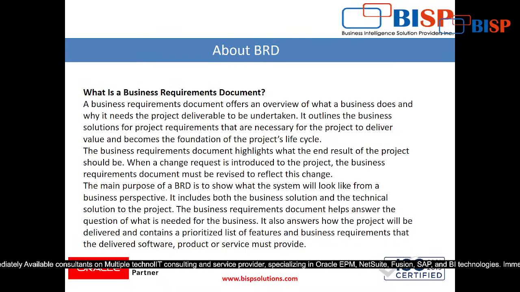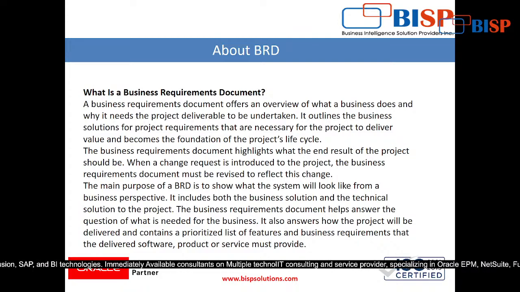A business requirement document offers an overview of what the business does, and why it needs the project deliverable to be undertaken. It outlines the business solution of the project requirement. Say a company has been using QuickBooks for the last 5 to 10 years and now they need to move to Fusion. In our business requirement document, first of all, we will put an overview of exactly what they are doing, what the business does, and what the standard procedure is. We will put our recommendations also.